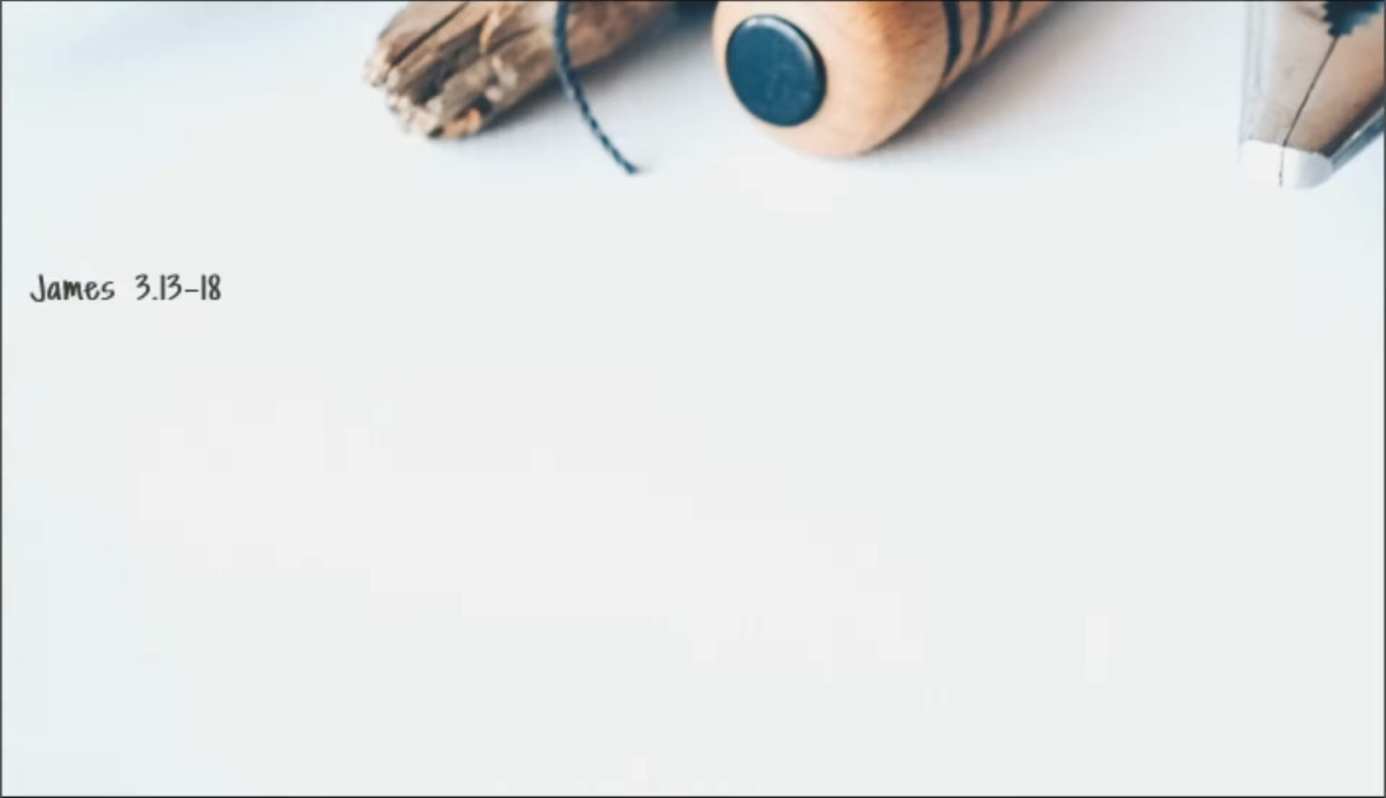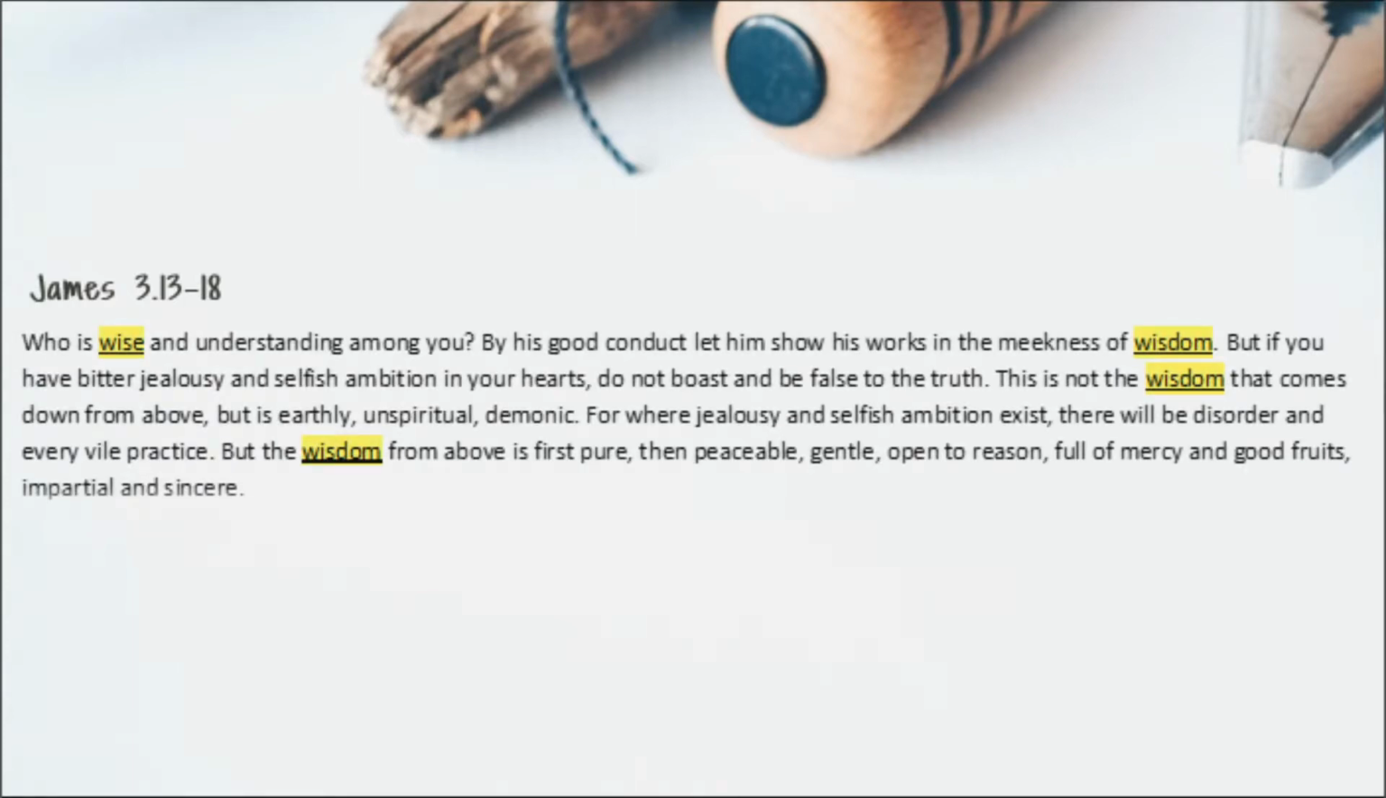Okay, James 3. No one wants to say. Number one. Wisdom. That's right. Don't be afraid. We're all learning. Spit it out. Be bold. Who is wise and understanding among you? And it talks about wisdom, wisdom, wisdom.